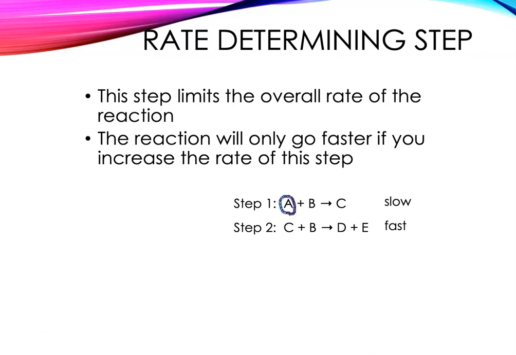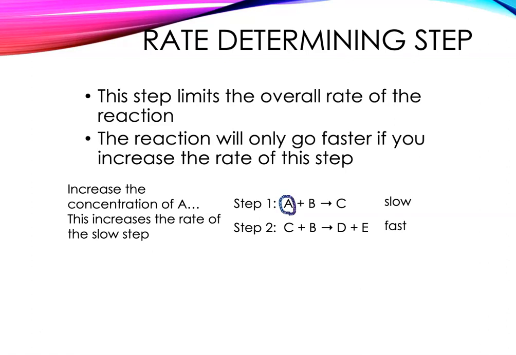So if I change the concentration of A, if I increase the concentration of A, I'm going to have more collisions between A and B, and the rate of the slow step is going to increase. The fast step will still be fast, but that means the overall reaction rate will increase because I made my slow step take less time.